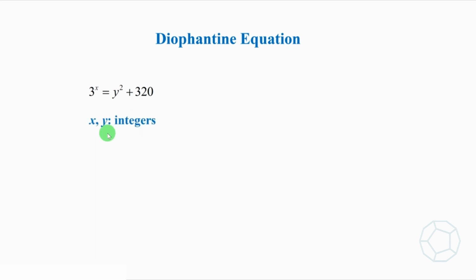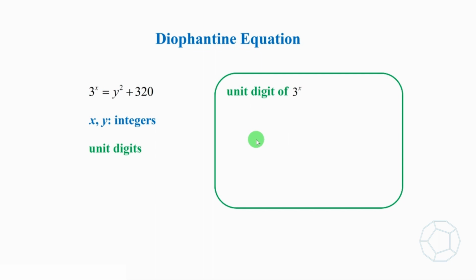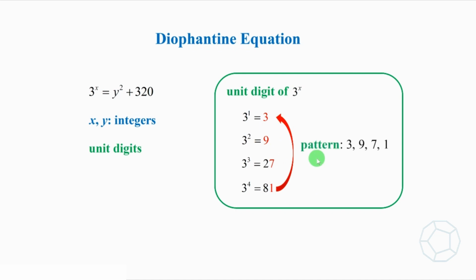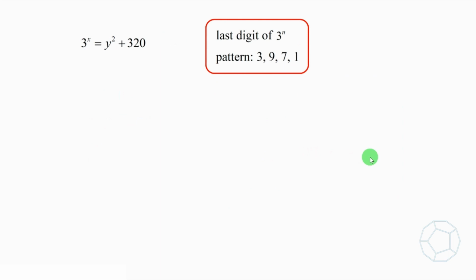First of all, an important skill in number theory is to consider the unit digits. Let's check out the left-hand side. For the first 4 powers of 3, the last digits are 3, 9, 7, and 1. As long as the unit digit is 1, multiplying another 3 will go back to the beginning. Therefore, there's a pattern of the last digits for every 4 terms.